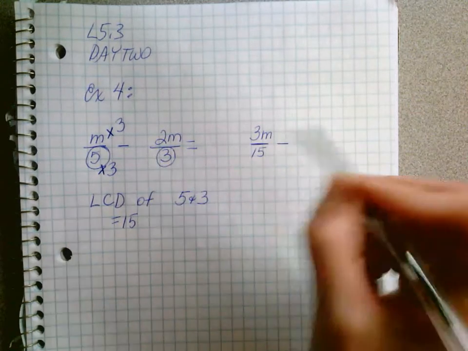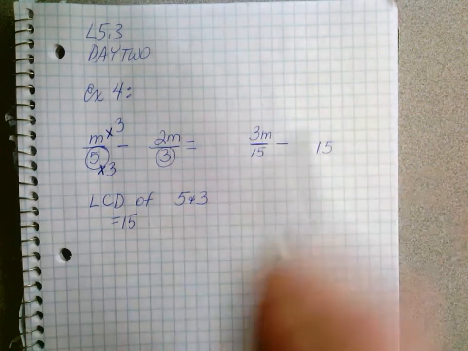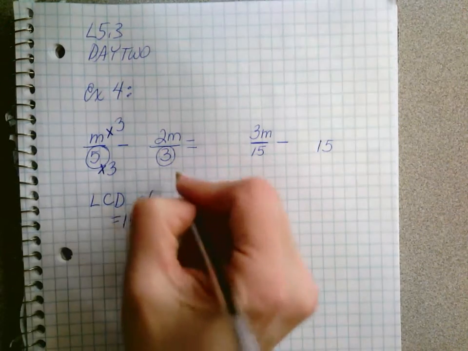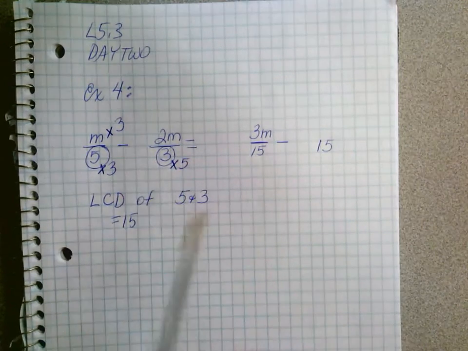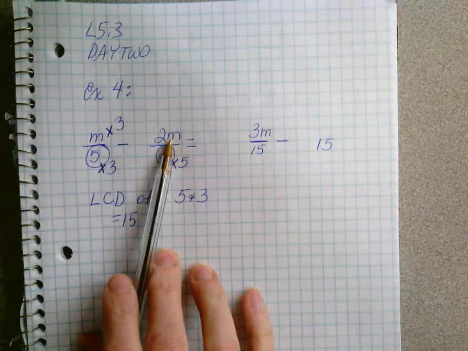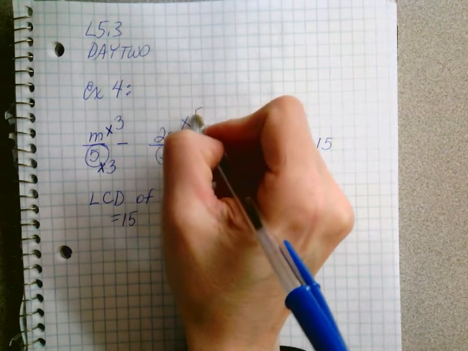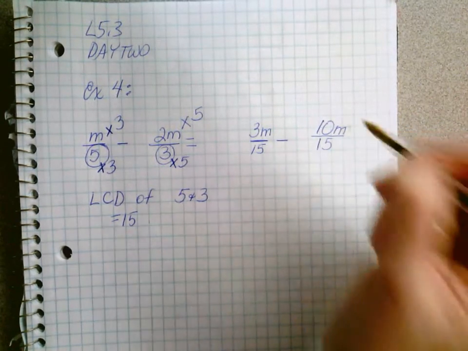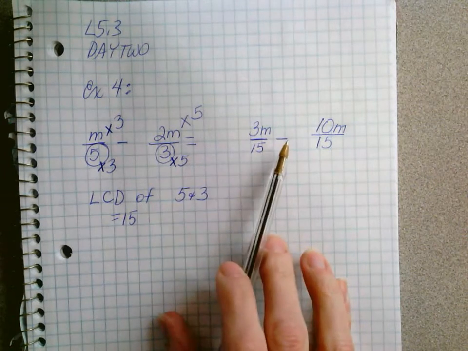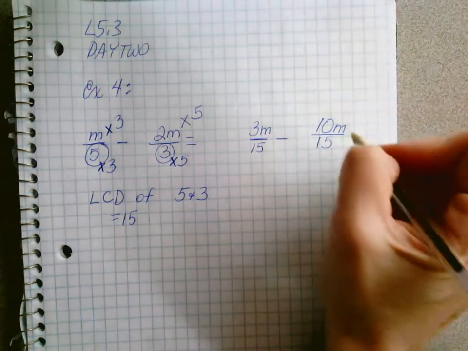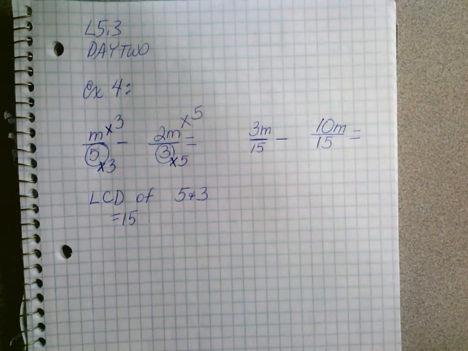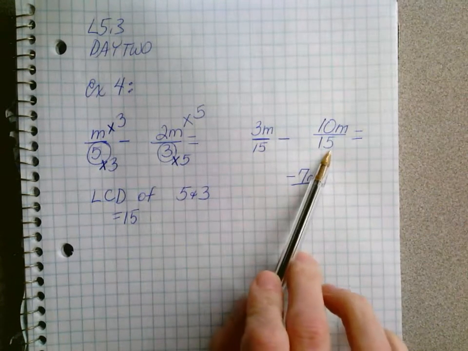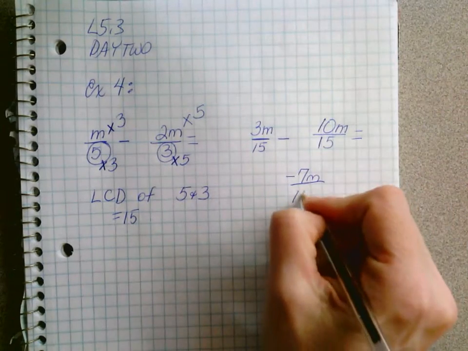3m over 15 minus, again, same denominator. We're going to convert that thirds to 15. What must we multiply thirds by in order to make it 15ths? By 5 is great. So what must we now multiply that 2m by? So 2m times 5, class, is how many m? 10. I've got 3m and negative 10m gives me how many m? Negative 7m over the denominator, of course, doesn't change. So what's the denominator? 15. Excellent.